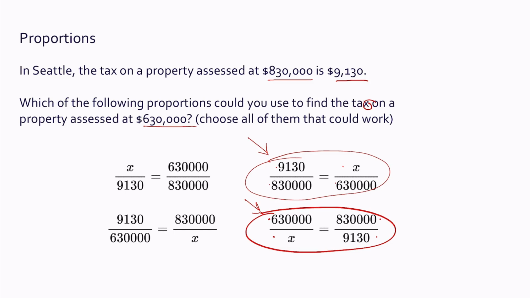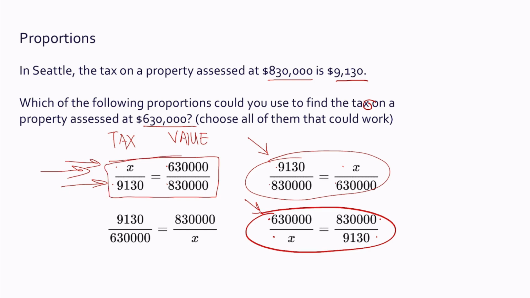So this one here would also work because the tax is on this side and the value is on this side, but we have property 2 and property 1. So this is telling me that if this value is proportionate to this value, this tax would be proportionate to this tax. This one would also work.